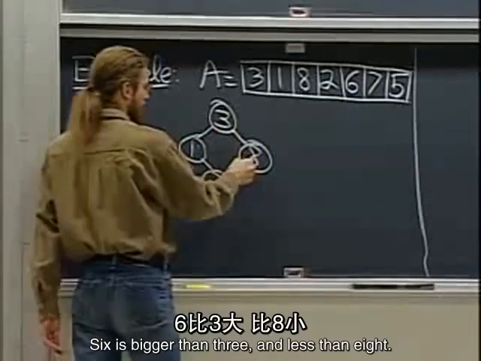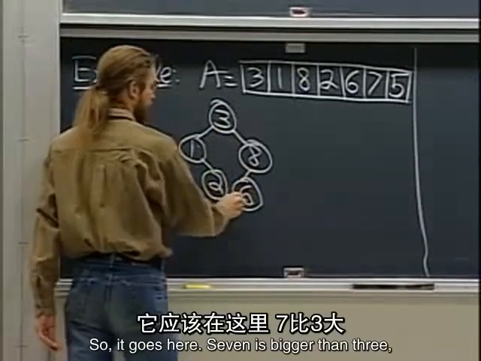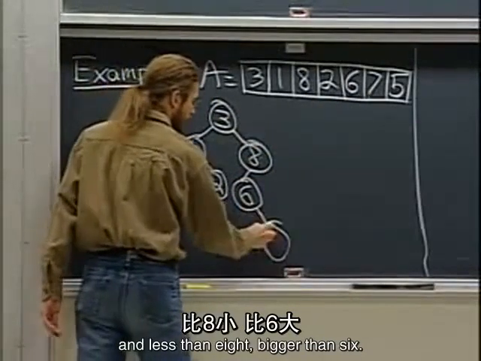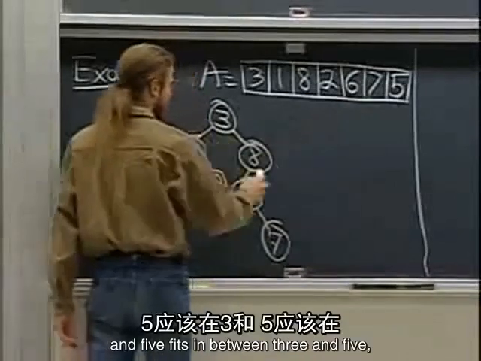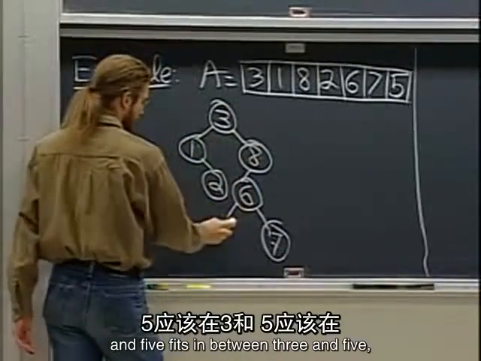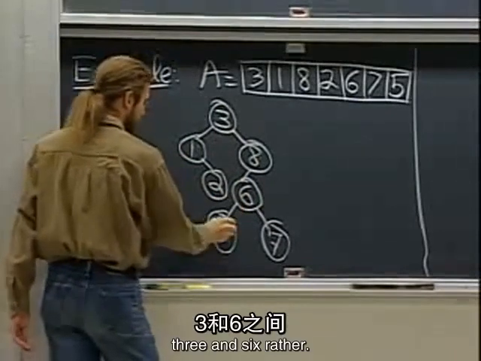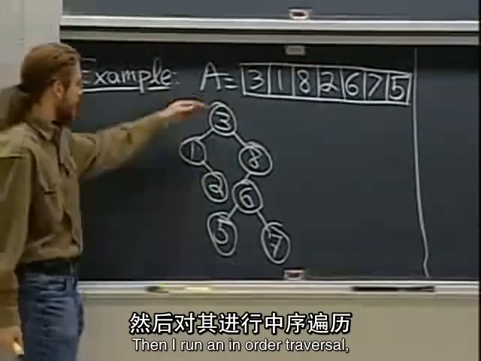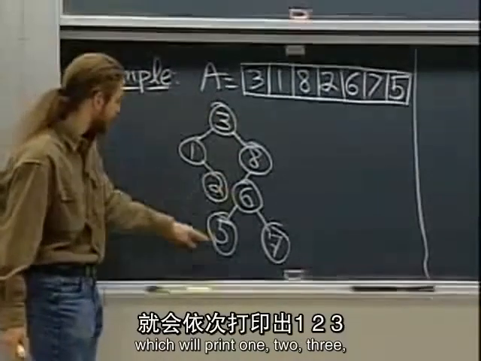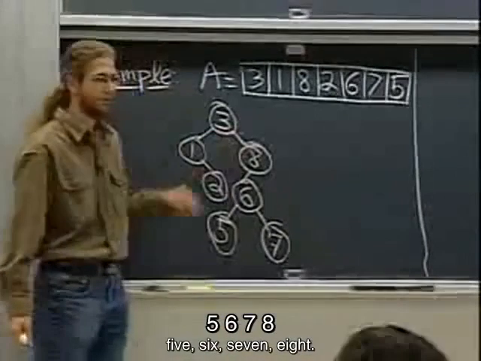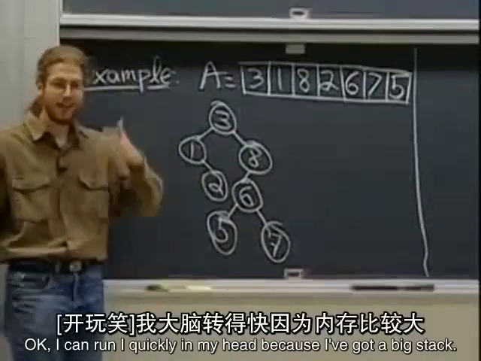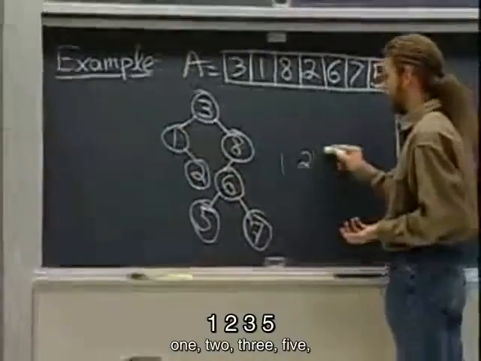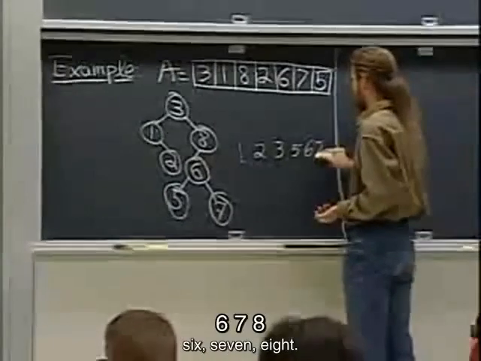6 is bigger than 3, less than 8, so it goes here. 7 is bigger than 3, less than 8, bigger than 6, so it goes here. And 5 fits in between 3 and 6, rather. And so that's the binary search tree that I get. Then I run an in-order traversal, which will print 1, 2, 3, 5, 6, 7, 8. I can run that quickly in my head because I've got a big stack, but be a little bit careful. Of course, you should check that they come out in sorted order. 1, 2, 3, 5, 6, 7, 8.